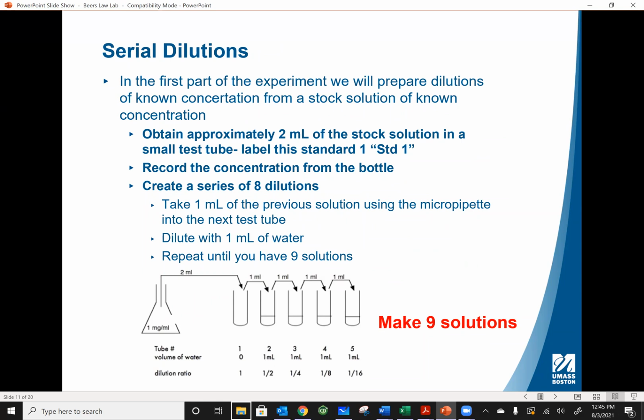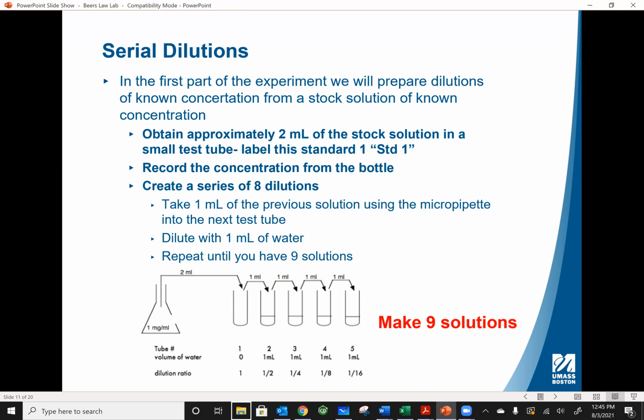Okay, so the other thing we are doing today is we are doing some serial dilutions. So we need to prepare the solutions from a known concentration from a stock solution. You will see in the video that Amy uses a 2 millimolar solution. However, on the data that was given to you guys, the first standard is 1 millimolar. So when we do some sample calculations, that's what we will be using as our standard.